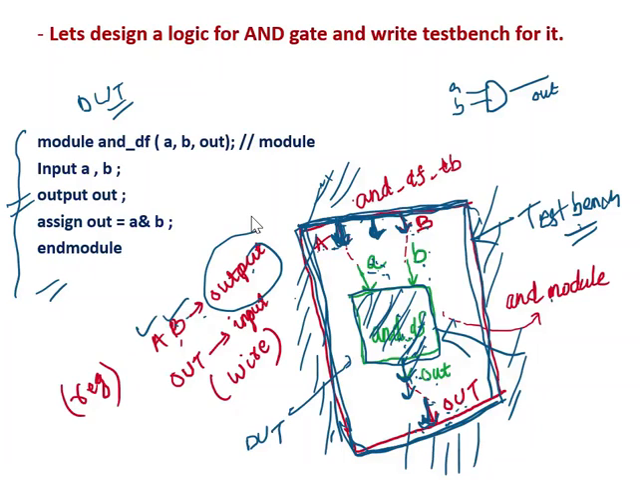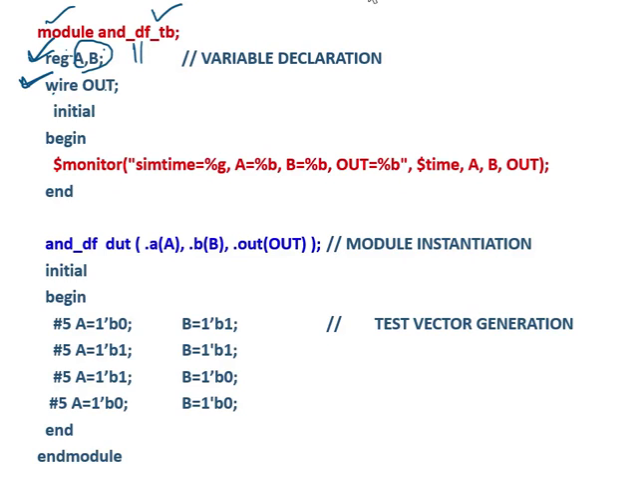Okay, so for the output here it is reg. For these two it is reg, and for this out it is wire. So in the test bench, inputs are wire, and outputs are reg. Okay, reg type. So A and B are reg, and out is wire.